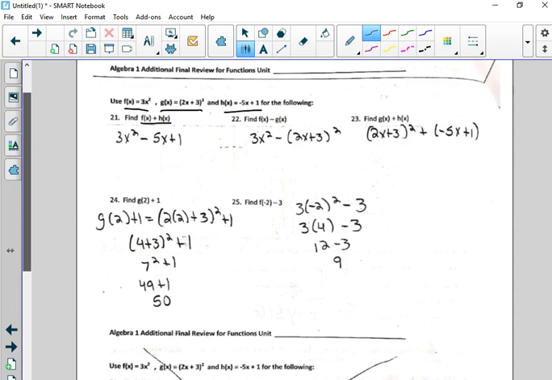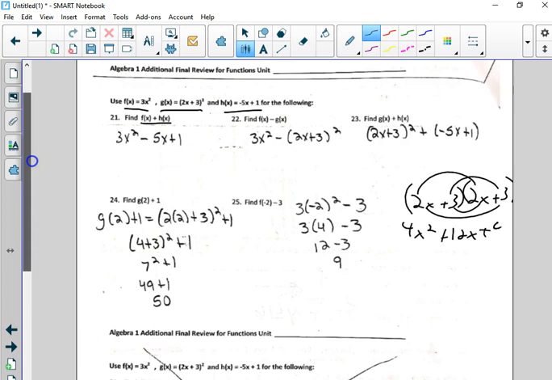For 22, this one's not finished. So f of x minus g of x. Technically, you should FOIL the (2x + 3), like come off to the side and FOIL it. You get 4x squared. Outer and inner are going to be the same, so 6x doubled is 12x. And then 9. So technically, this is 3x squared minus (4x squared plus 12x plus 9), which is minus 4x squared minus 12x minus 9, because you have the minus outside the parentheses.